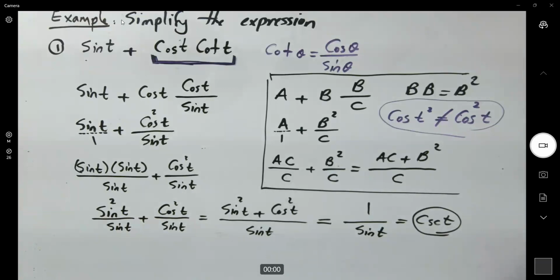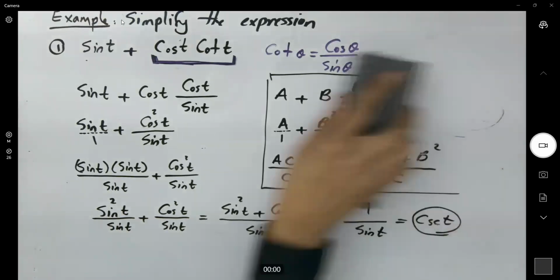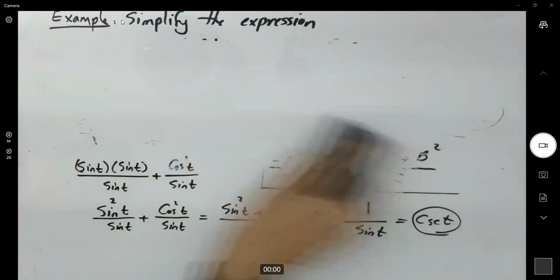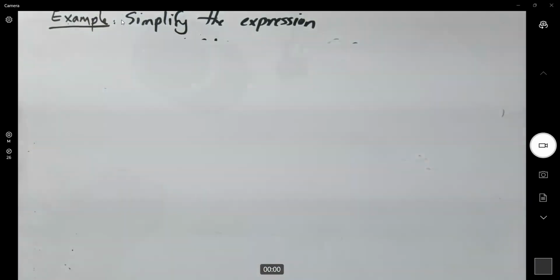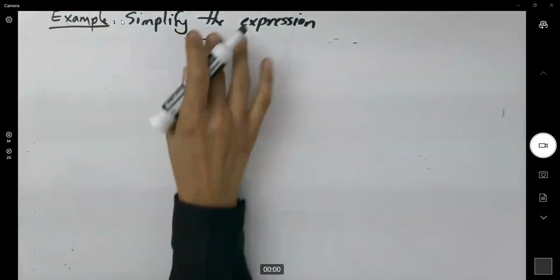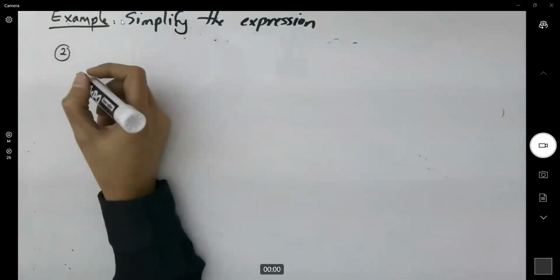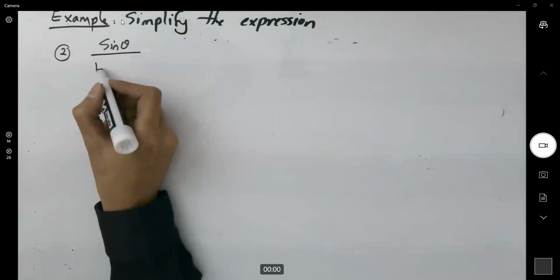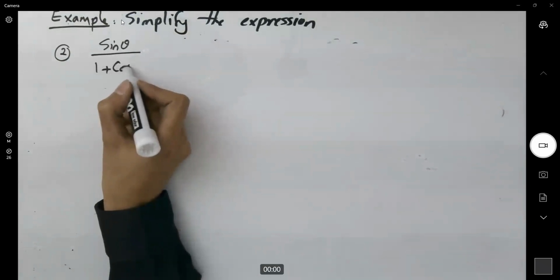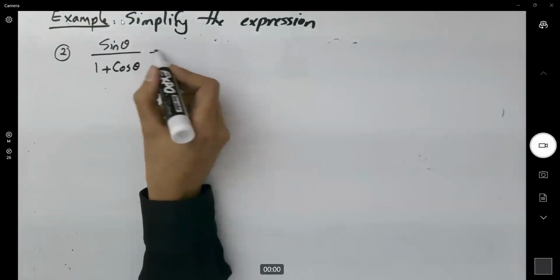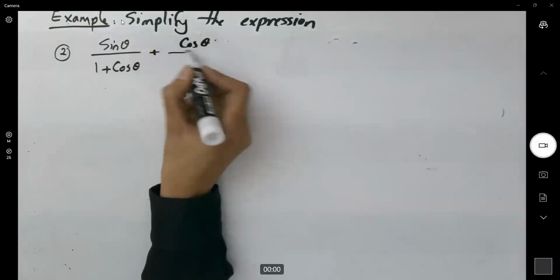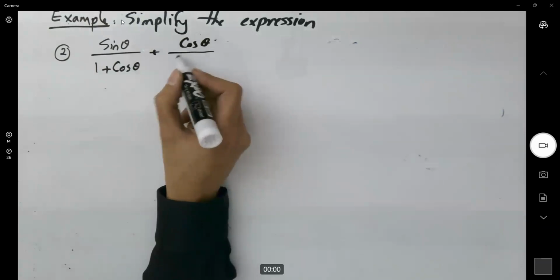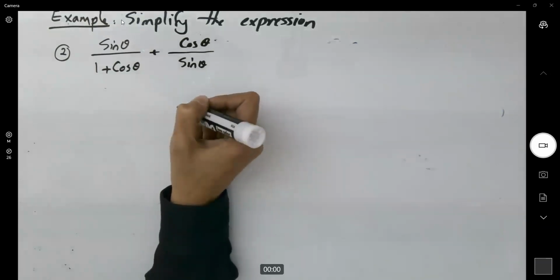So let's take a look at another cool example. To simplify what we have, let's make it more interesting. The second one says, number 2: sine theta over 1 plus cosine theta, plus cosine theta divided by sine theta.